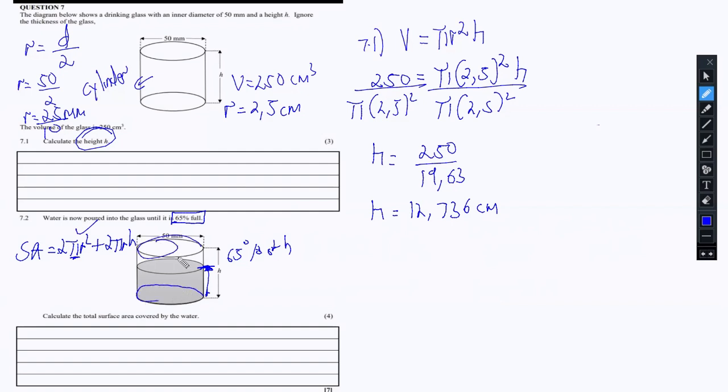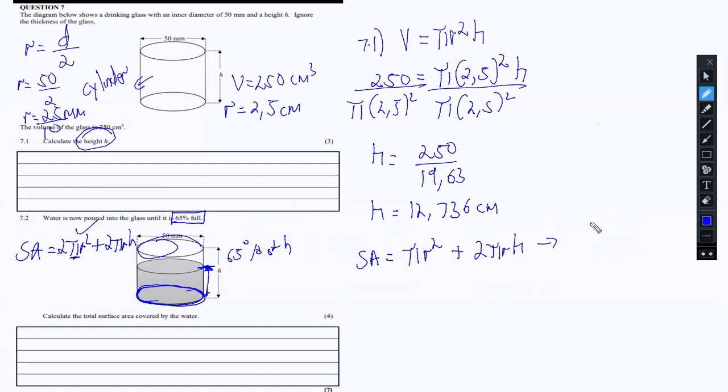right? But then if now we are saying the glass is open, just like this. Remember, it's a drinking glass, meaning that it is open here. So that means you only have one circular part, which is the part that is right here below, right? So that means you would have to edit the surface area of the glass as pi r square, then 2 pi rh.